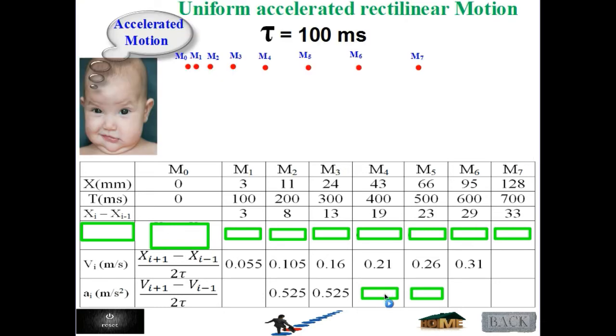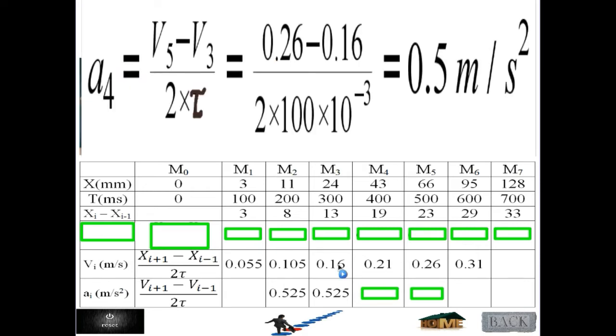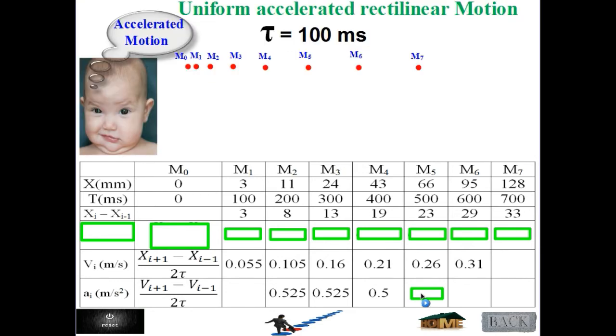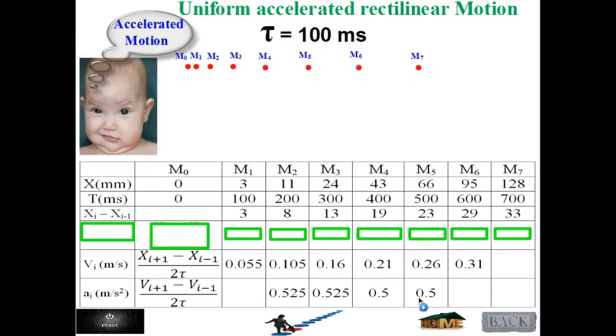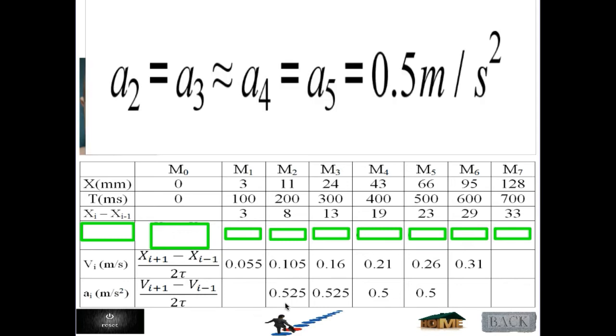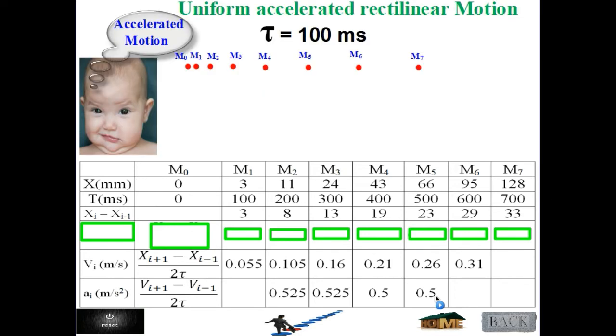A4 is V5 minus V3 over 2 tau, which gives 0.5. And A5 is V6 minus V4 over 2 tau, which also gives 0.5. Approximately they are equal accelerations. Okay, as we said last time, we have reading error, and we can suppose that the acceleration equals 0.5 meter per second square.